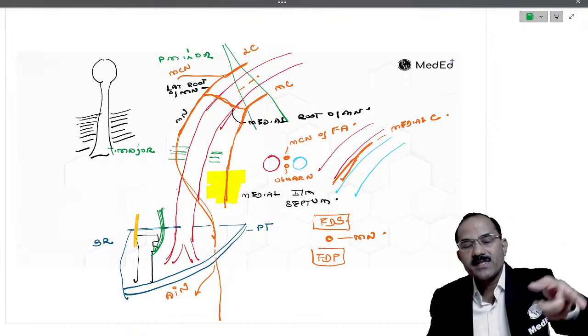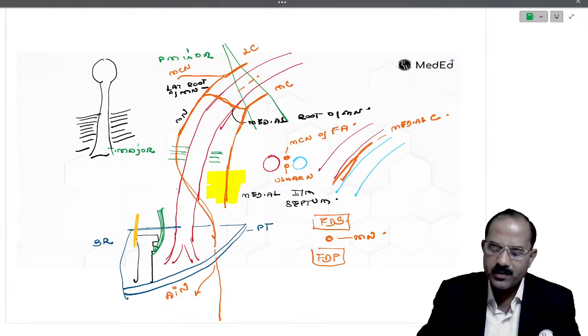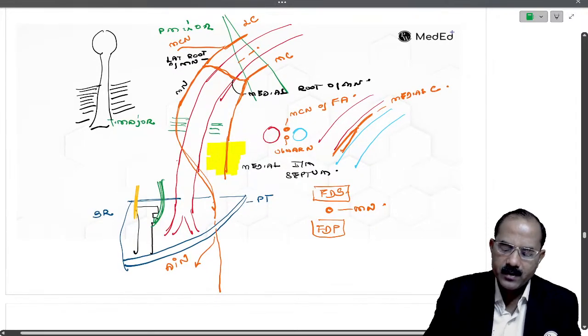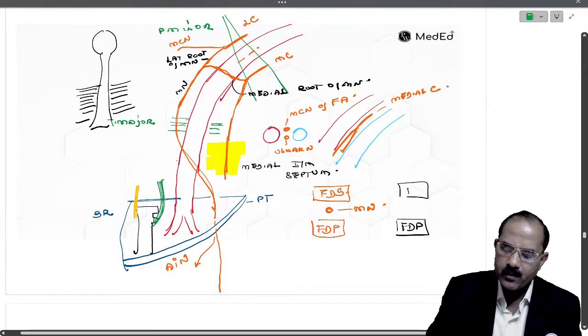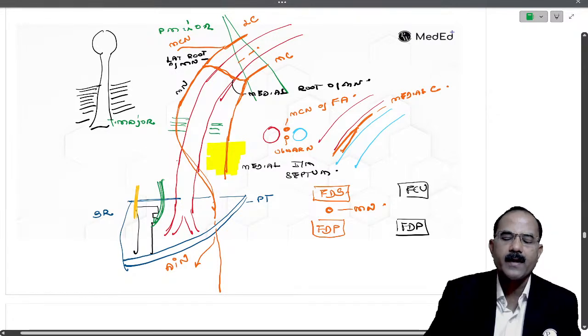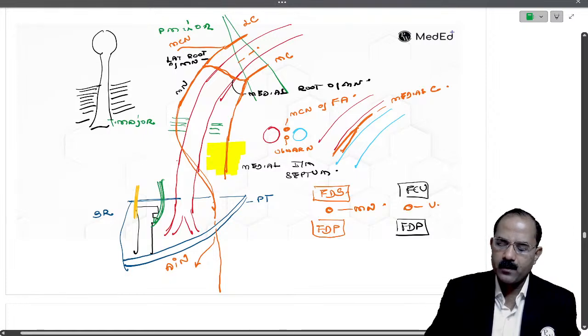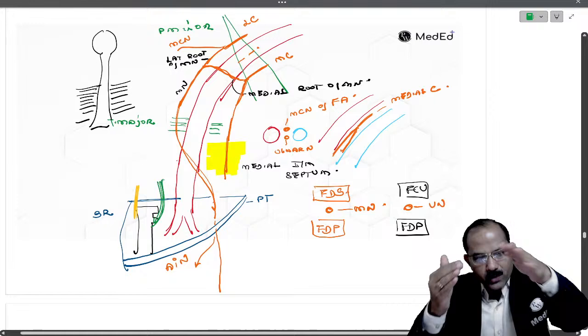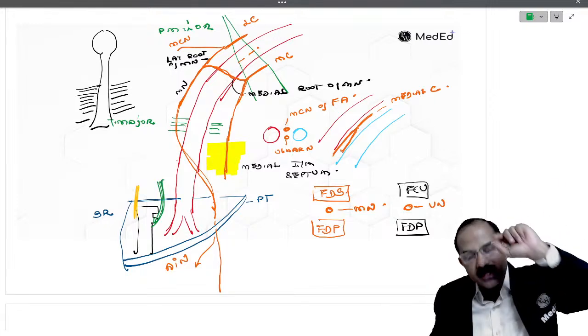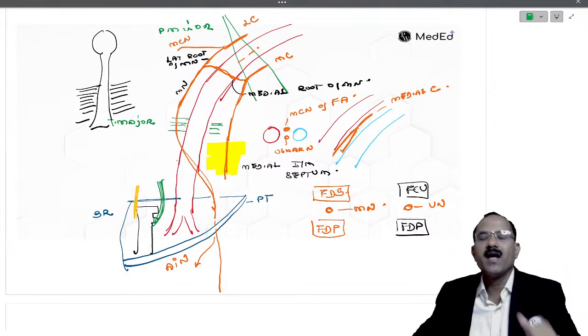The ulnar nerve is lying on which muscle? You know this. Flexor digitorum profundus, and below which muscle? Flexor carpi ulnaris. So the ulnar nerve is lying in the forearm on the profundus below the ulnaris. The ulnar nerve supplies the flexor carpi ulnaris and the medial half of profundus.